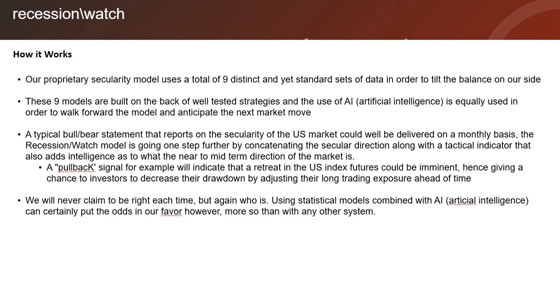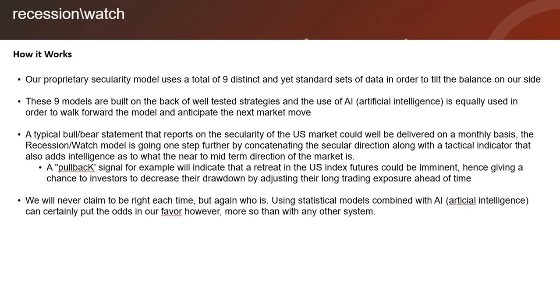The Recession Watch model, however, is going one step further by concatenating the secular direction along with a tactical indicator. That also adds intelligence as to what the near to midterm direction of the market is. A pullback signal, for example, will indicate that a retreat in the US index futures is imminent, hence giving investors a chance to decrease the drawdown by adjusting the long trading exposure ahead of time.